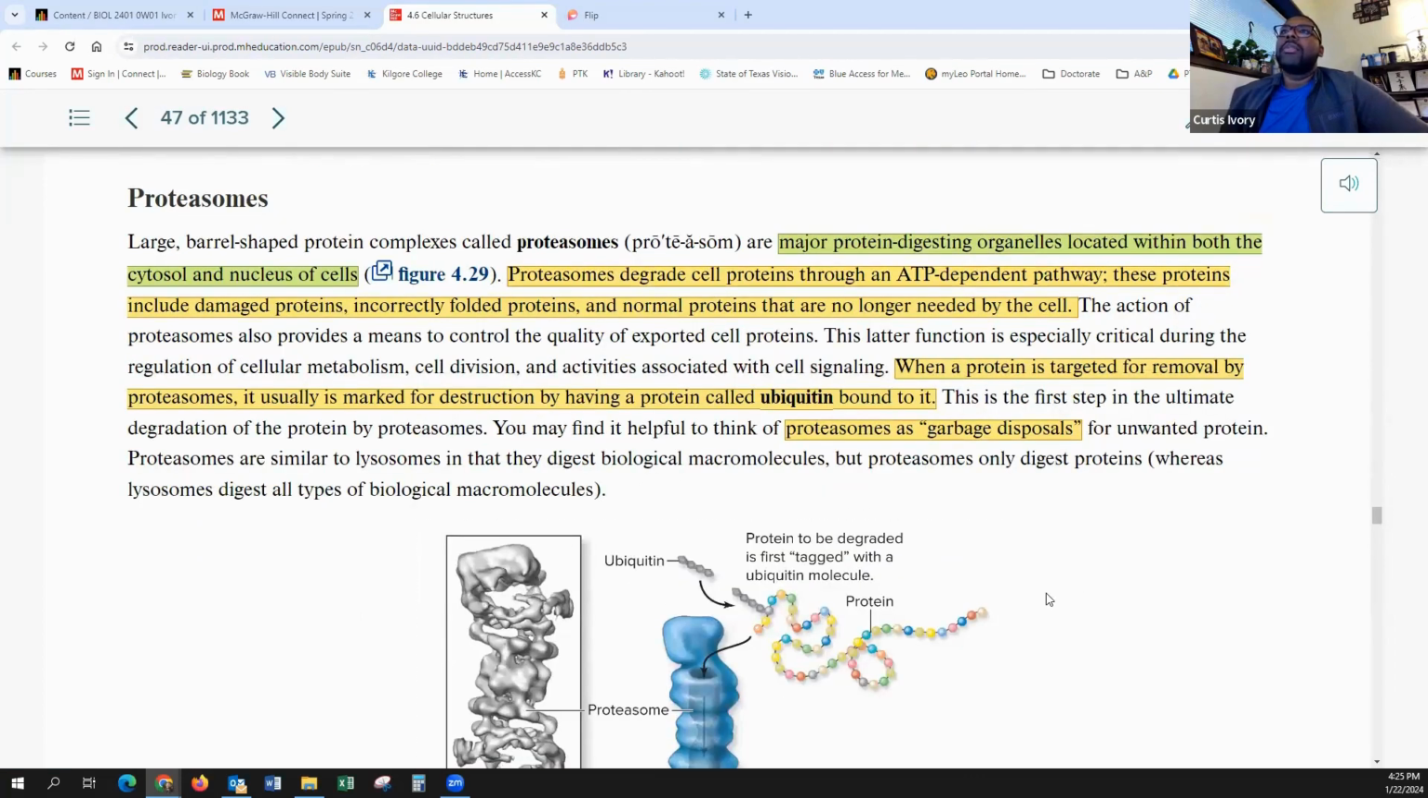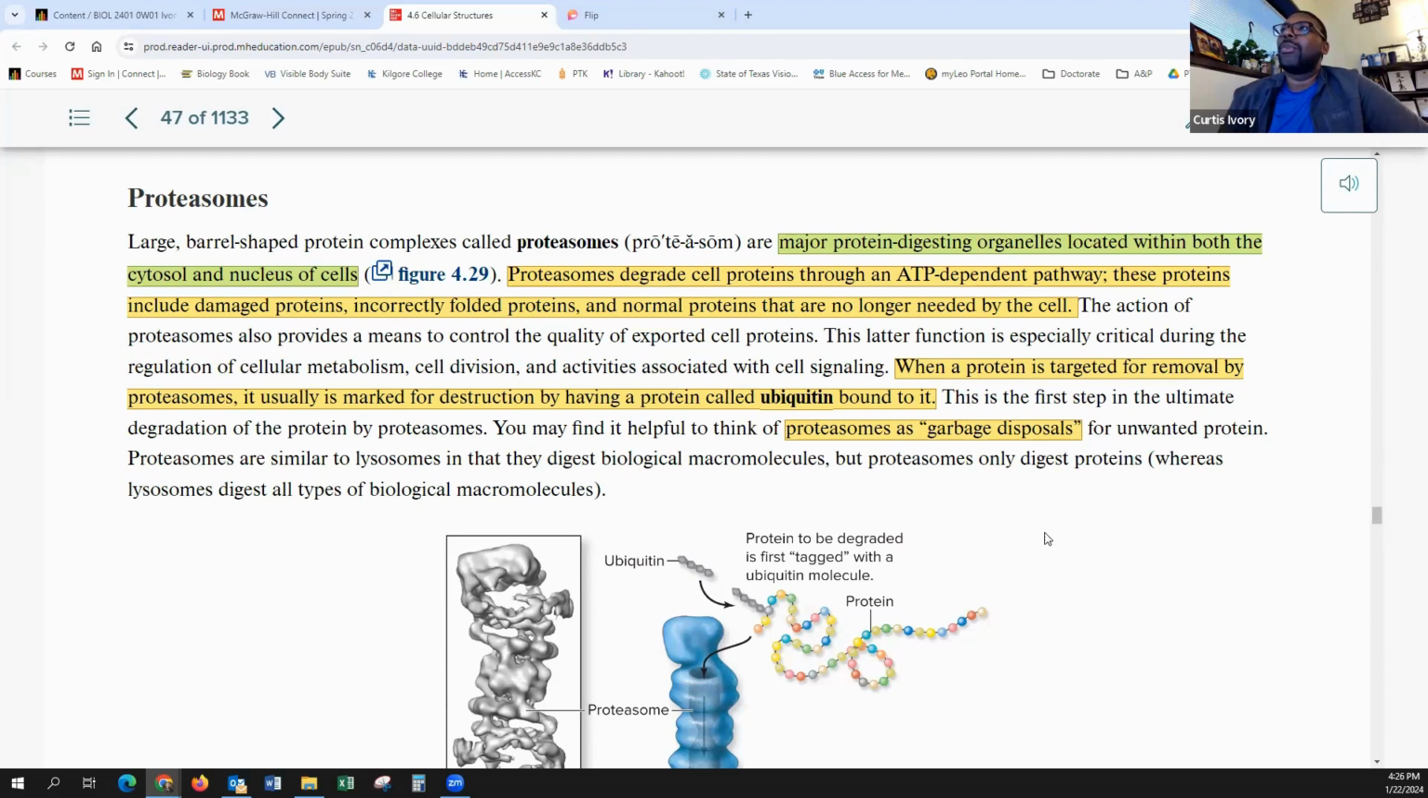So proteasomes, which are a major protein digesting organelle located within both the cytosol and the nucleus of cells. These are also going to help degrade proteins, but they require ATP from the mitochondria to be able to do that. They're going to essentially break down damaged proteins, proteins that are not folded properly, or proteins that are no longer needed by the cell. So they act as a garbage disposal as well. They actually just help the lysosomes as well.